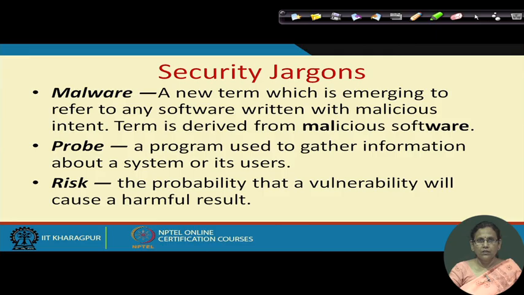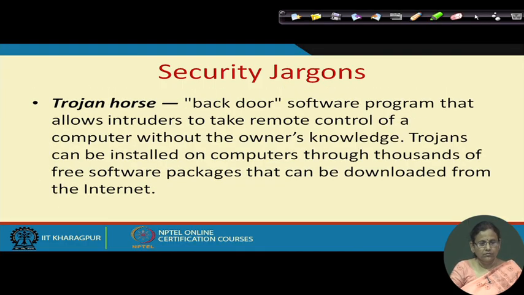The next term is risk. This is the probability that a vulnerability will actually cause some harmful effect. The next term is Trojan horse. It is a backdoor software program that allows intruders to take remote control of a computer without the owner's knowledge. These Trojans can be installed on computers through thousands of free software packages that can be downloaded from the internet.